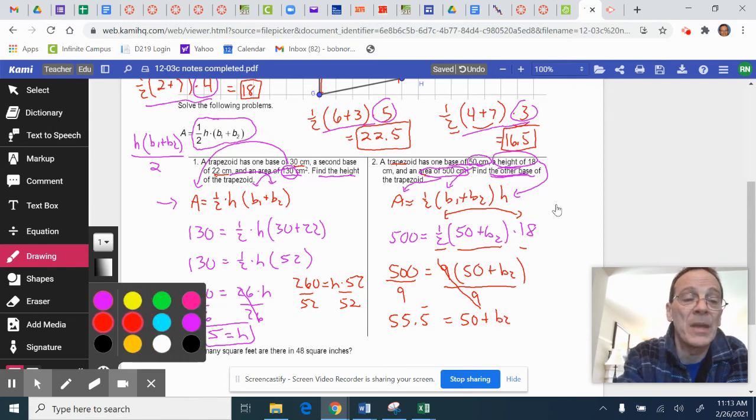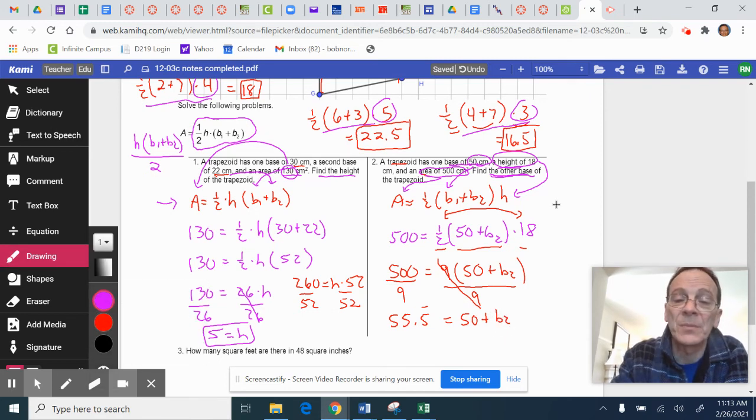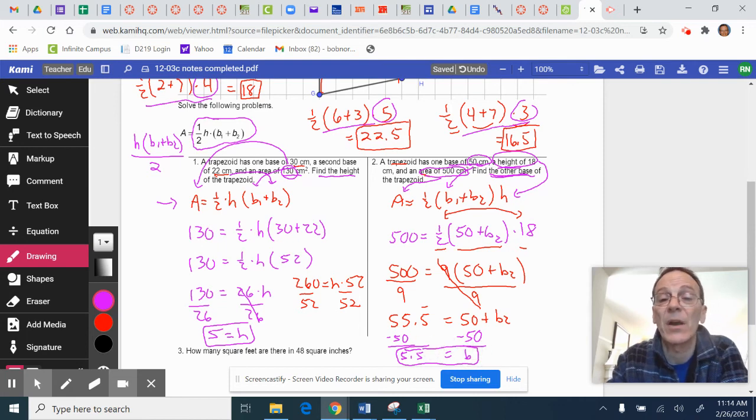Now all that remains to be done is to subtract 50 from both sides, and we get B is equal to 5.5 repeating. And there is our exact answer for the length of the other base.